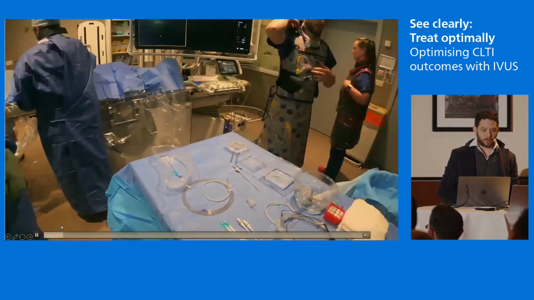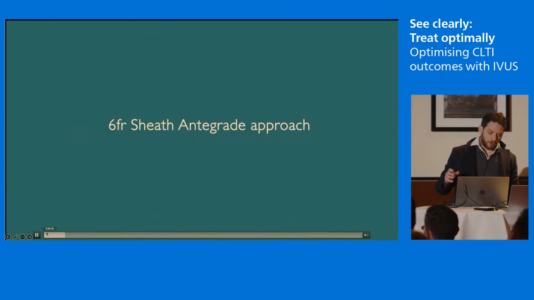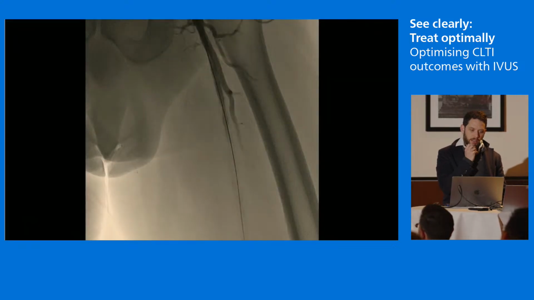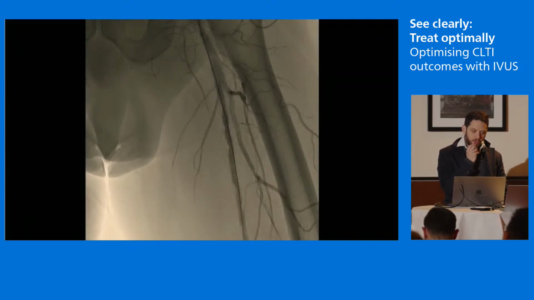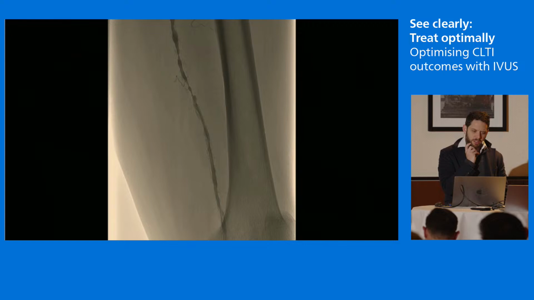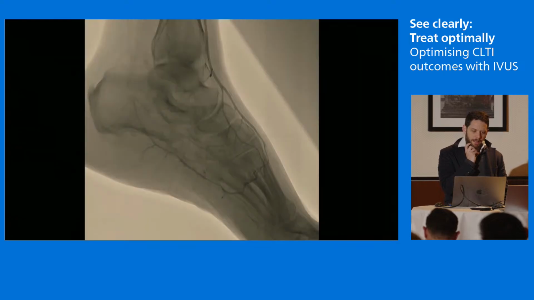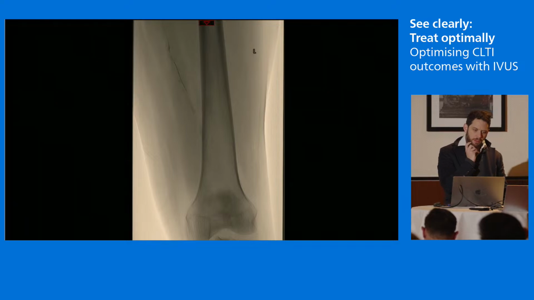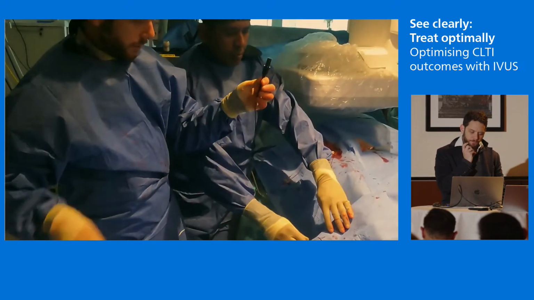Having set up the room, we approached this guy with a 6 French antegrade sheath and did our first angios. It shows, like in many of these patients, diffuse femoral popliteal disease with multiple stenoses and single vessel runoff. And this is us crossing with an Advantage wire.